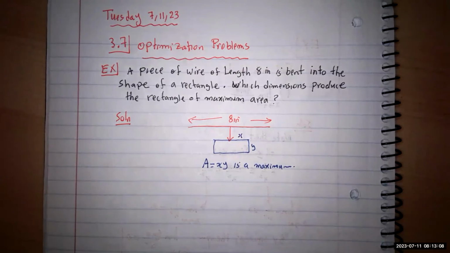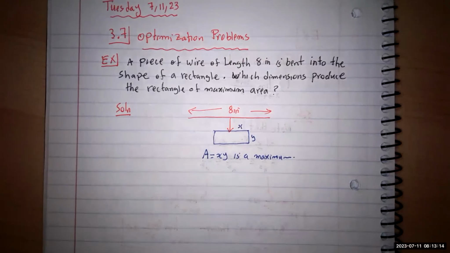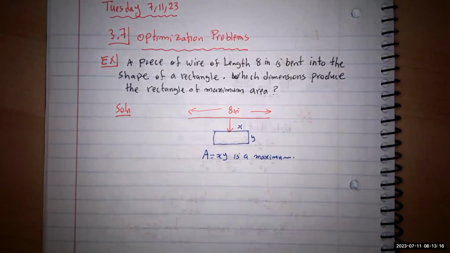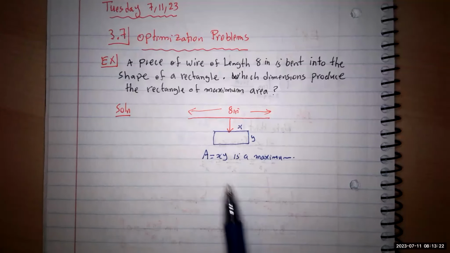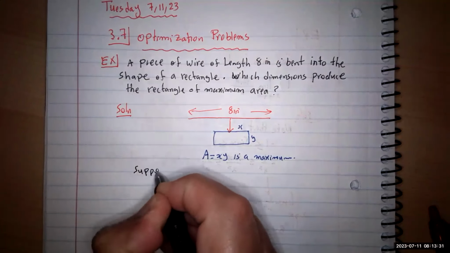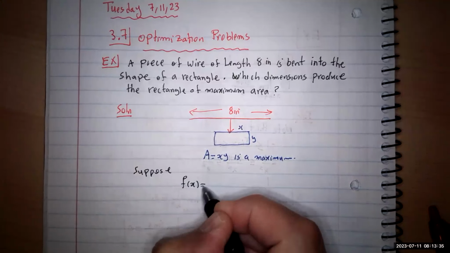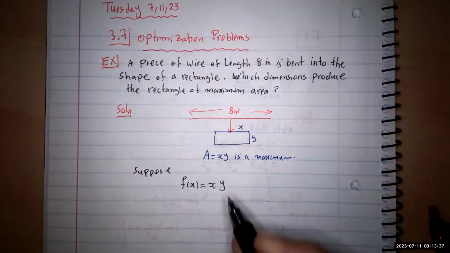The way we're going to handle this type of problem in calculus 1, of course, is that the quantity you want to maximize or minimize, you are going to make it a function, because you need a function. You can stay with the A, or you can introduce the usual notation of a function. So suppose your function is f of x equal to x times y. That's going to be your function.